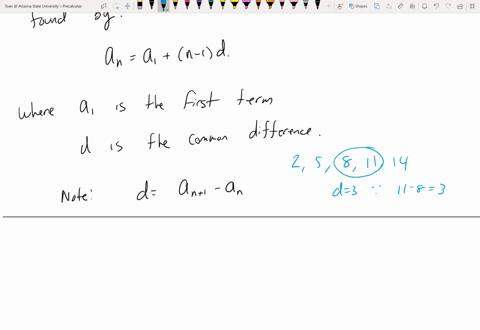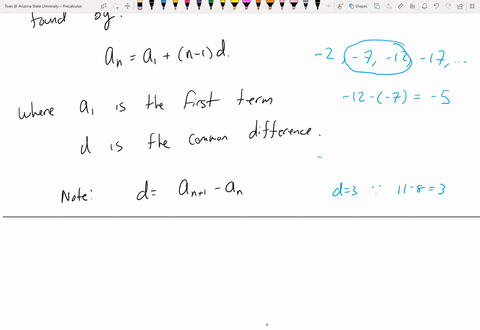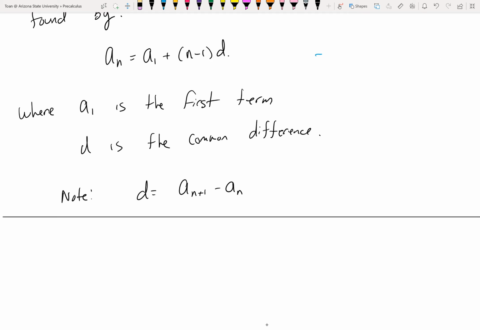So in the case of subtraction, say, negative 2, negative 7, negative 12, negative 17, so on and so forth. Take any two numbers that are next to each other. It's always the later number minus the earlier number that gives you the common difference. So that's sort of the key thing here, that for sequences, the domain is natural numbers, it goes in one direction. The natural numbers must increase. So to figure out what the separation is, the common difference, it's always the later number minus the earlier number.